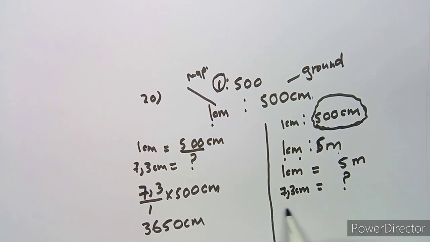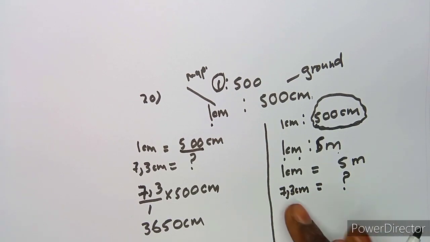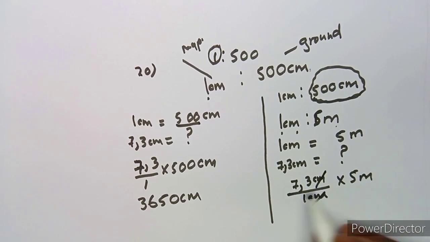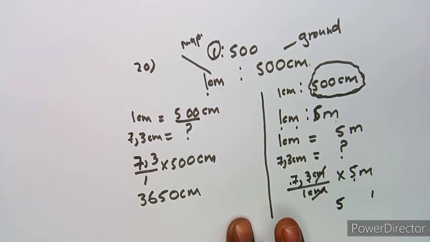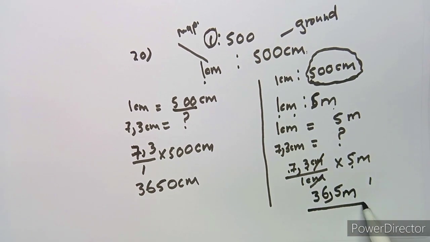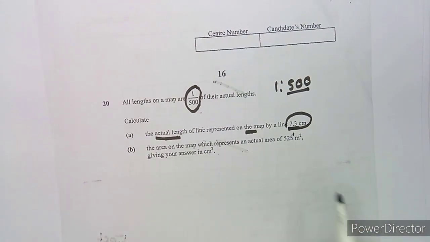What is it going to represent on the actual ground? So what is in the map should be over what is on the ground. So definitely 7.3 centimeters over 1 centimeter times 5 meters. My answer is going to be in meters. So that's 7.3 times 5, guys, which is going to give us 36.5. 5 times 3 is 15, carry 1, 7 times 5 is 35, plus 1, which is 36, and one decimal place. So this is your answer in meters, or the other one in centimeters, because you are not given the unit of measurement to say give your answer in meters or what.